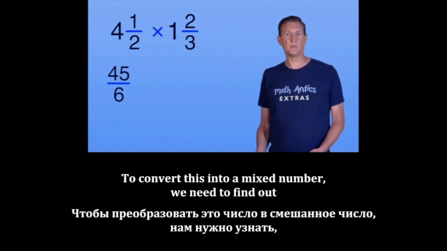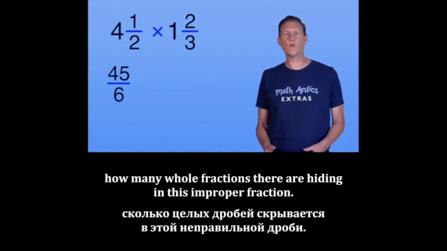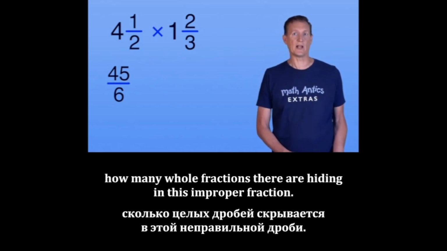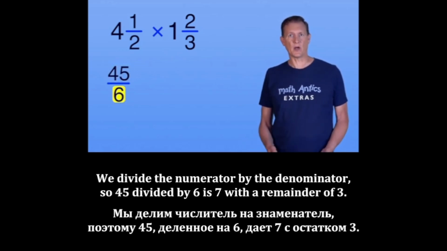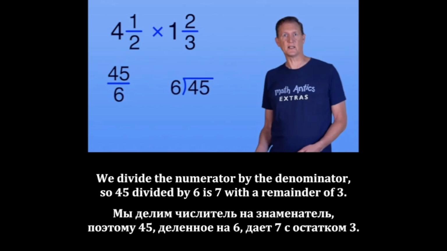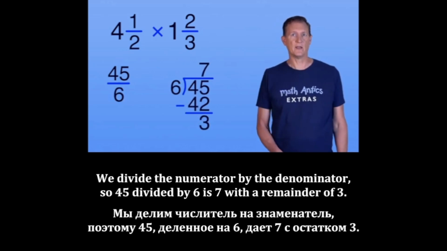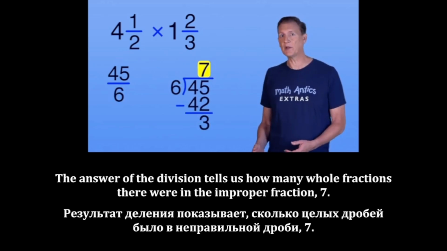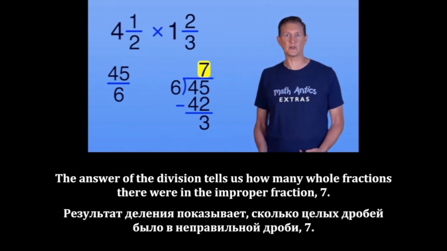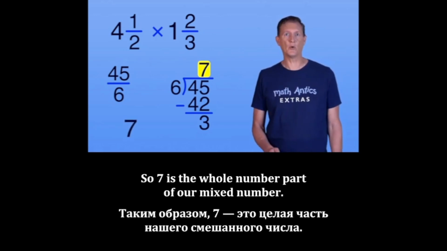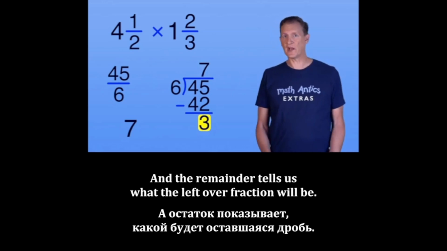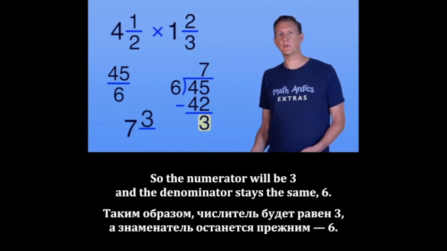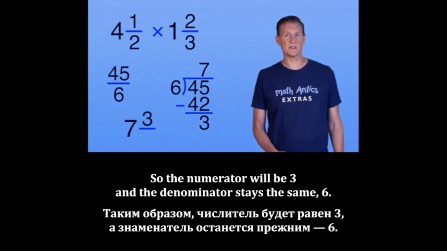To convert this into a mixed number, we need to find out how many whole fractions there are hiding in this improper fraction. And we can do that with division. We divide the numerator by the denominator, so 45 divided by 6 is 7 with a remainder of 3. The answer of the division tells us how many whole fractions there were in the improper fraction, 7. So 7 is the whole number part of our mixed number. And the remainder tells us what the leftover fraction will be. So the numerator will be 3, and the denominator stays the same, 6.